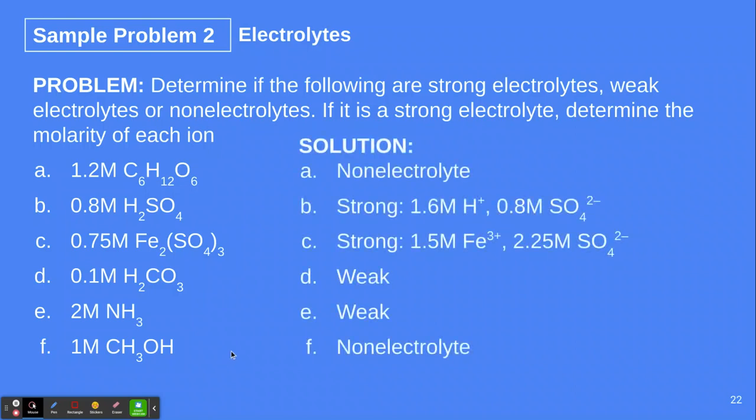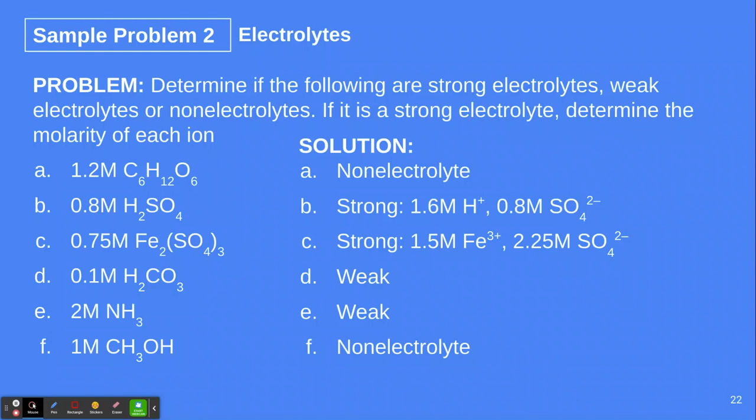All right, number 1 is a non-electrolyte. That is glucose. Glucose will dissolve in water, it just won't create ions. The next one is sulfuric acid. That is a strong electrolyte. You're going to get 1.6 molar of our H plus and only 0.8 molar of our sulfate ions. So in there you get two H pluses and you get one SO4 that sticks together.